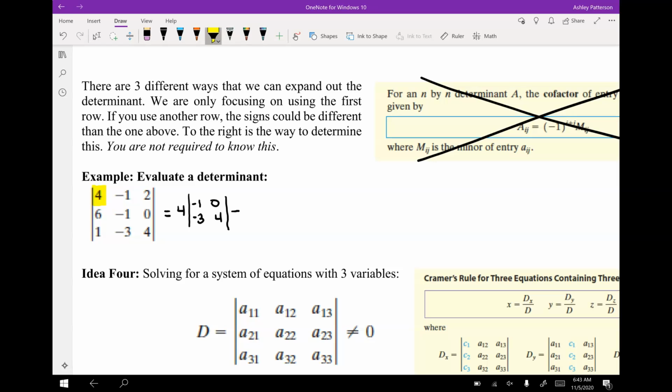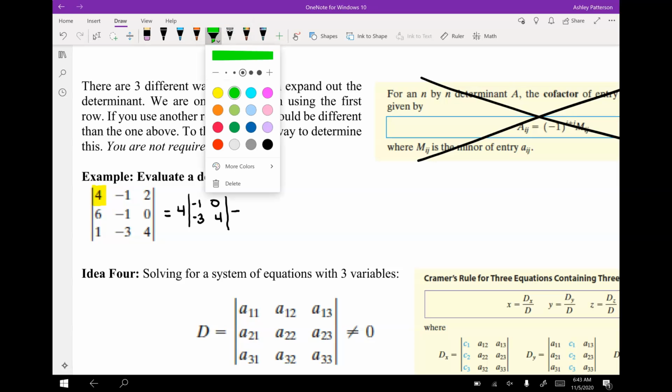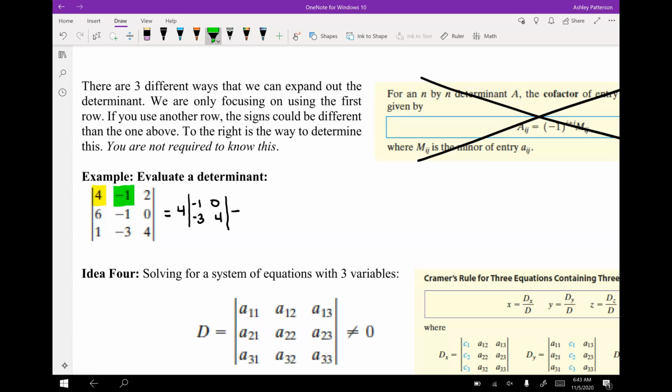Okay, so then the next number in the top row that we need to use is -1, which means that we aren't going to use this row or column. So we have a -1, and the matrix that it's going to be multiplied by is 6, 0, 1, 4. And then we add, because it goes subtraction, addition, minus, plus.